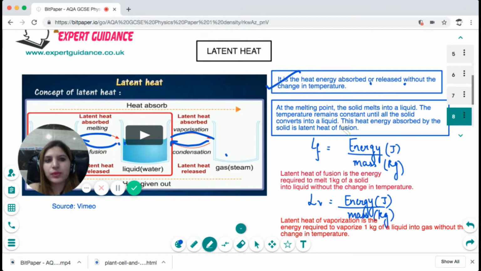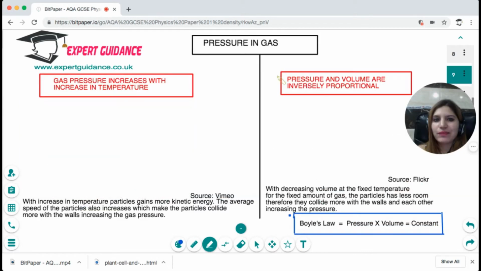At the melting point, the solid melts into a liquid. The temperature remains constant until all the solid converts into a liquid. This heat energy absorbed by the solid is latent heat of fusion. So latent heat is energy in joules divided by mass. Latent heat of fusion is the energy required to melt 1 kg of a solid into a liquid without the change in temperature. And latent heat of vaporization is energy in joules divided by mass. So latent heat of vaporization is the energy required to vaporize 1 kg of a liquid into gas without the change in temperature.